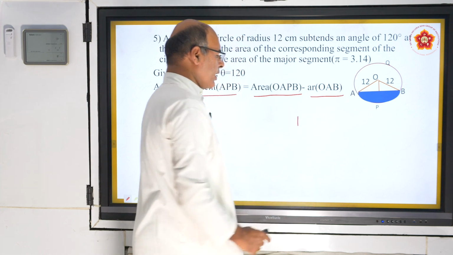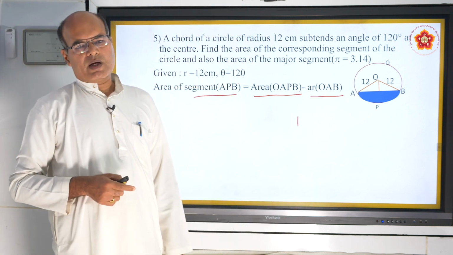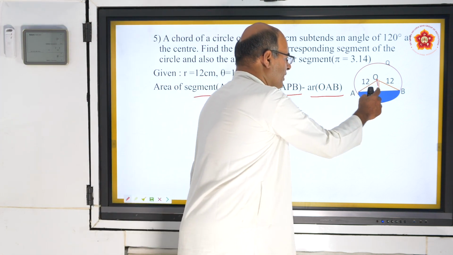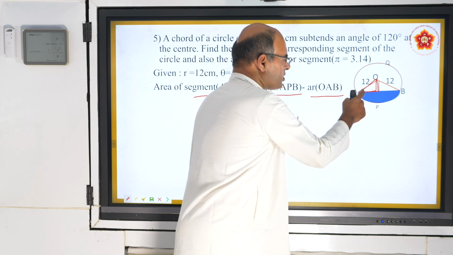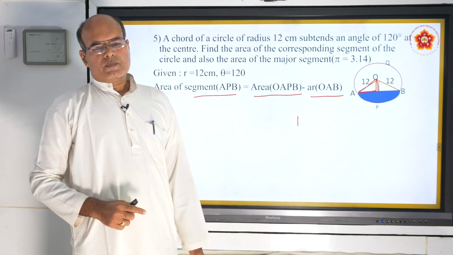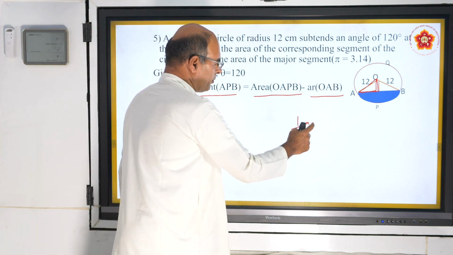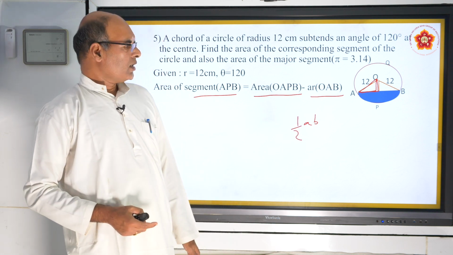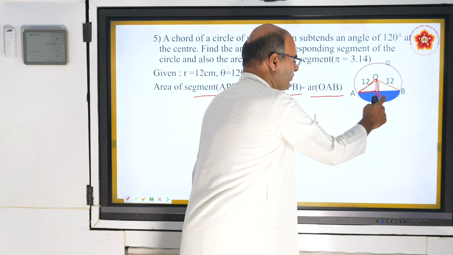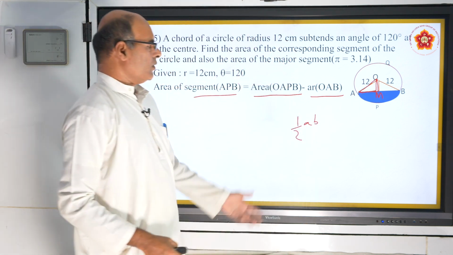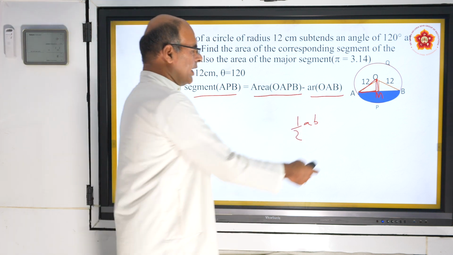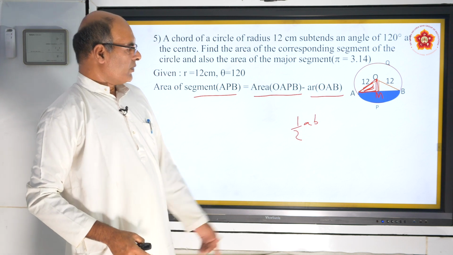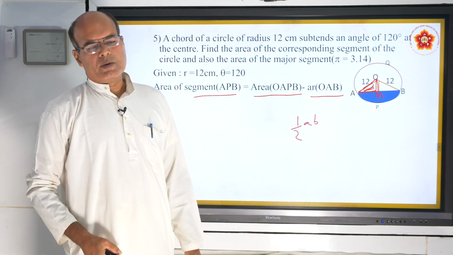So it is not an equilateral triangle, so we cannot use the formula root 3 a square by 4. Here we have two right angle triangles, but we don't know the values of the legs of the triangle. Therefore we can't apply the formula half into the product of the sides other than the hypotenuse. Let it be M. If we know the value of OM and AM, we can calculate the area of each triangle and hence the area of triangle AOB. But we don't know AM and we don't know OM.